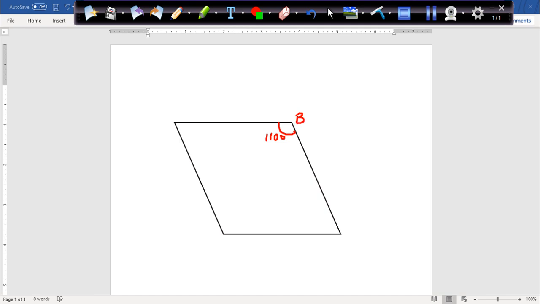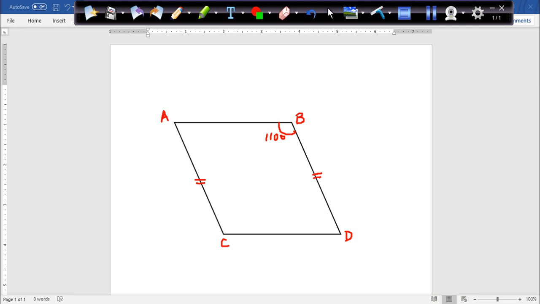You have angle D, C, and A. But now notice here you have two lines here, and on the opposite side you have two lines. So that's indicating that those lines opposite each other are the same, all right? They are equal in measure.